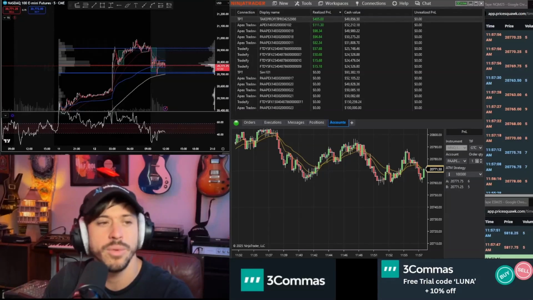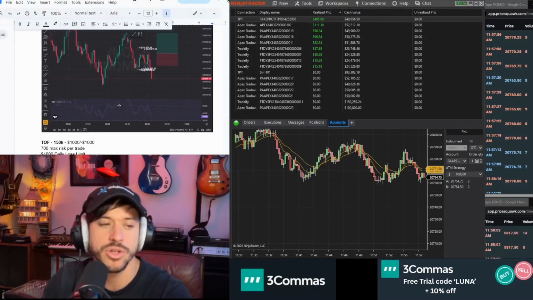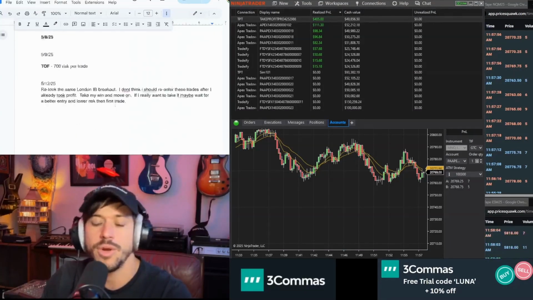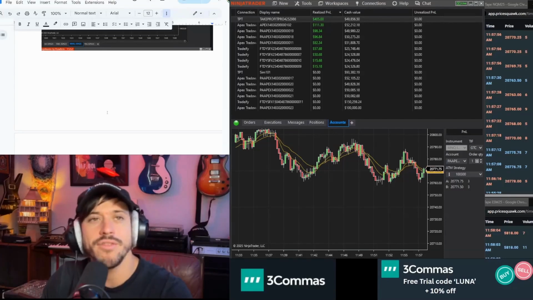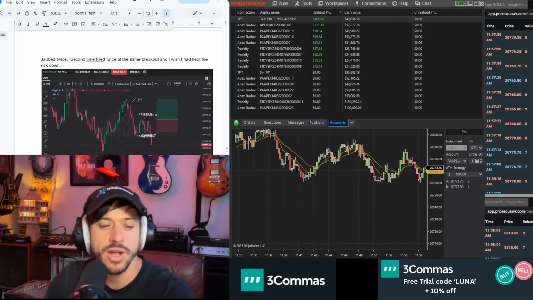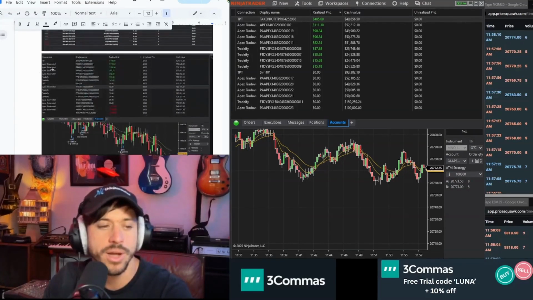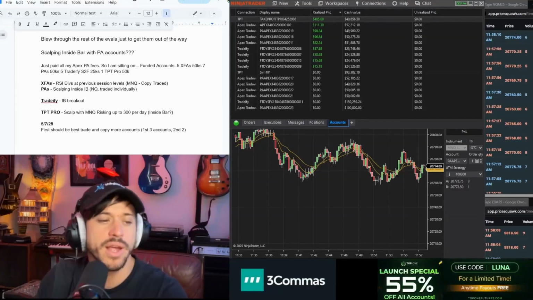So I do a little bit of journaling in that situation. I came over to my journal, I put all my accounts here, and really with this Top One Futures account, I didn't have any set rules. For all my other accounts, I had set rules. I'm going to scroll up to my last set of rules. I have rules for my XFAs. I have rules for my PAs.